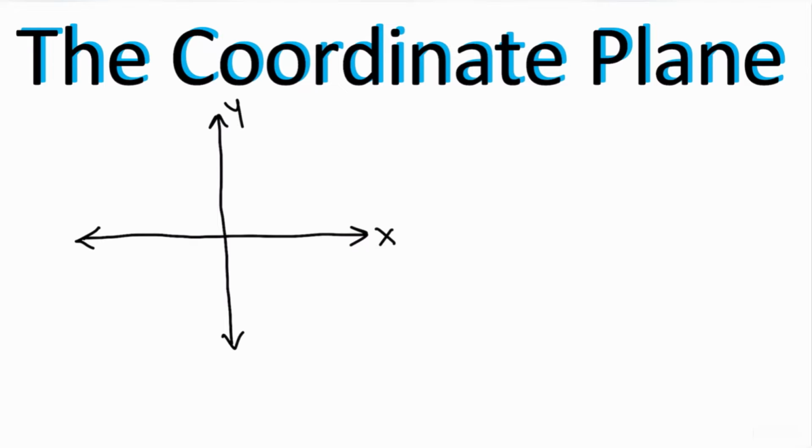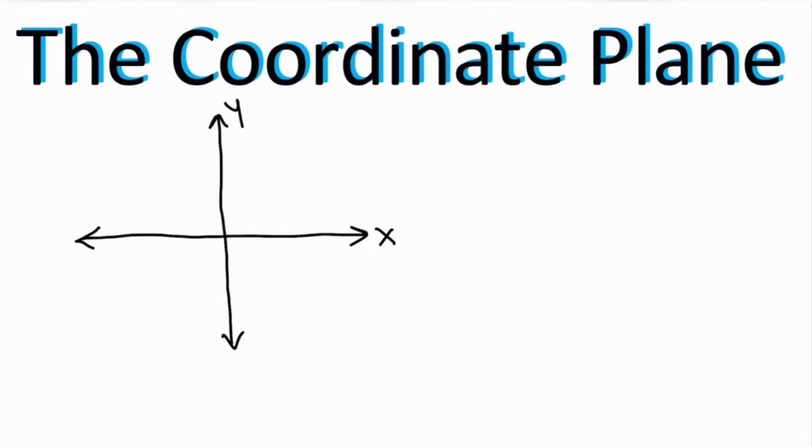Let's talk about the coordinate plane. The coordinate plane is named after the famous mathematician René Descartes. Basically, we have two axes: a vertical y-axis and a horizontal x-axis. So this is your x-axis, this is your y-axis.